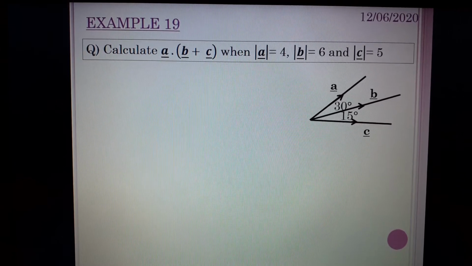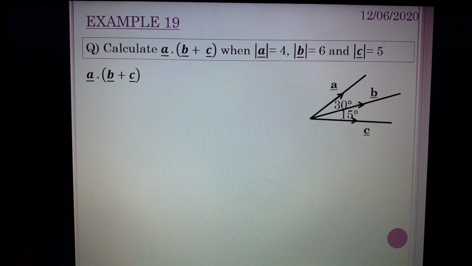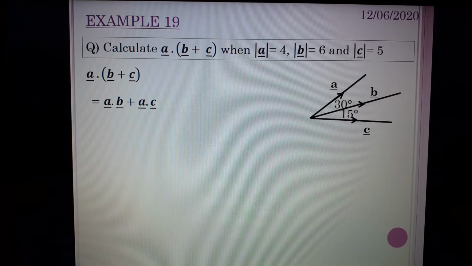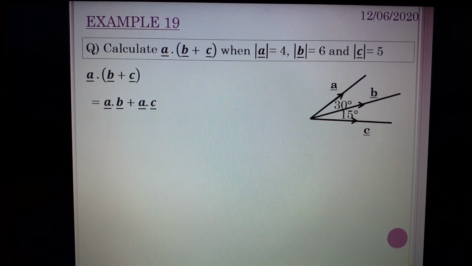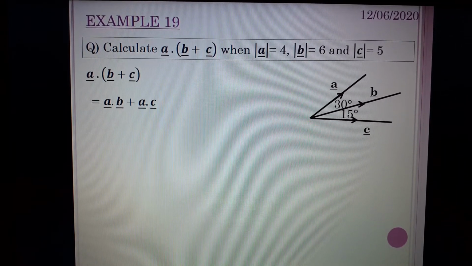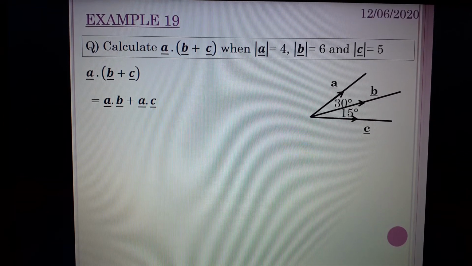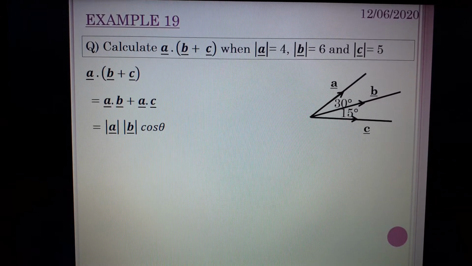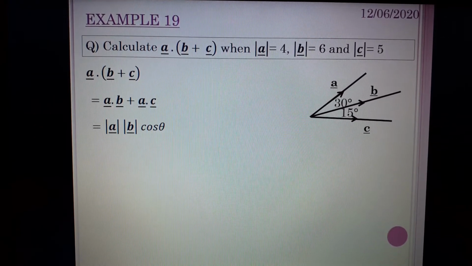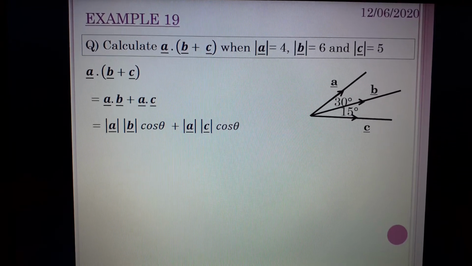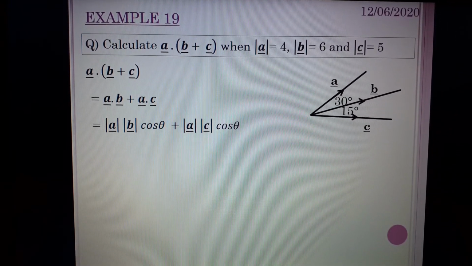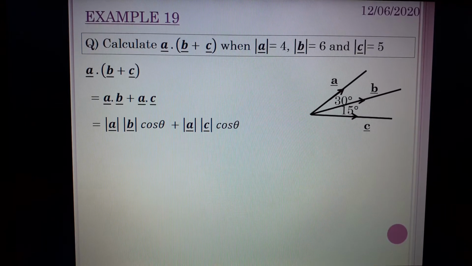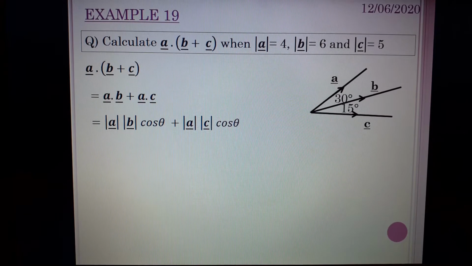Okay, so let's start with the question with the brackets, multiply that out, which gives us A dot B plus A dot C, and then we're going to use the formula that contains the magnitude and the angles. We've got two of them to work out. We've got the A dot B one with the magnitude of A times the magnitude of B times cos theta. And the A dot C one will give you the magnitude of A times the magnitude of C times cos theta. Now be very careful because the theta, the angles, are the angles between your vectors.